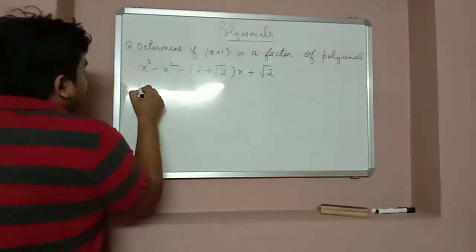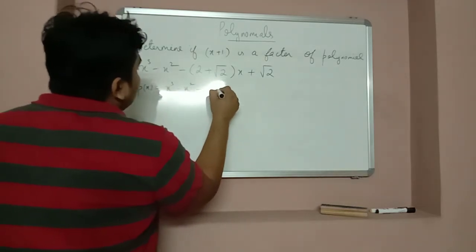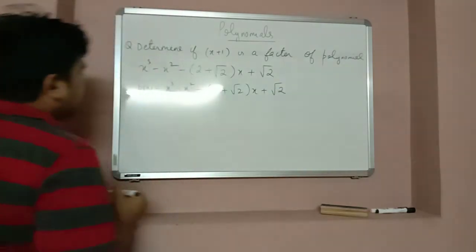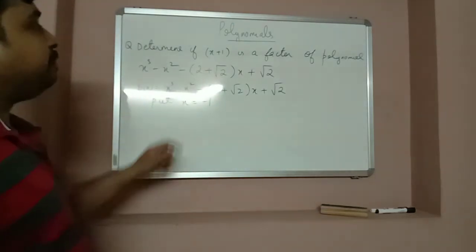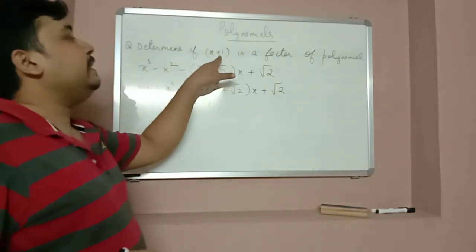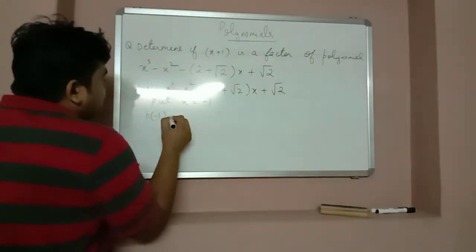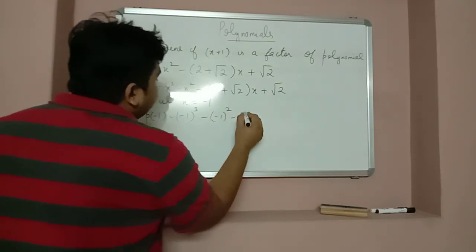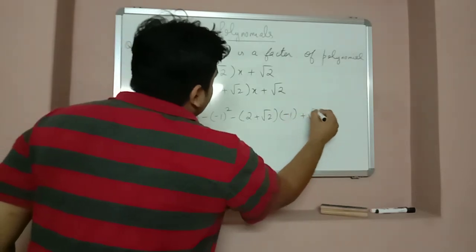So let us assume that p of x is this polynomial x cube minus x square minus 2 plus root 2 x plus root 2. Now put x equals to minus 1. I took minus 1 because here a is minus 1. On comparing x plus 1 with x minus a, I will get a as minus 1. Now p of minus 1 comes out to be minus 1 whole cube minus minus 1 square minus 2 plus root 2 whole times minus 1 plus root 2.